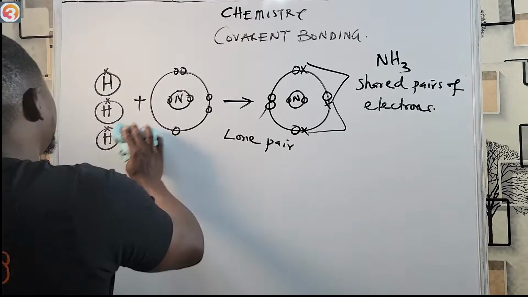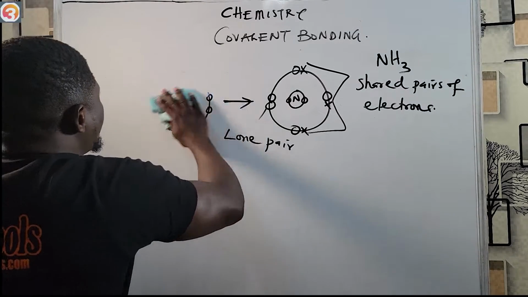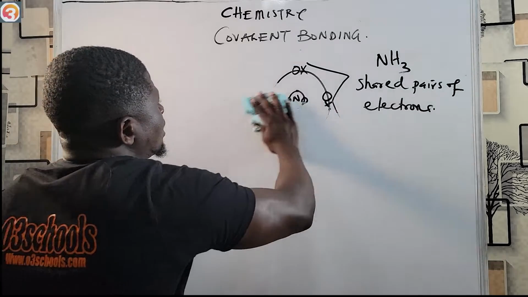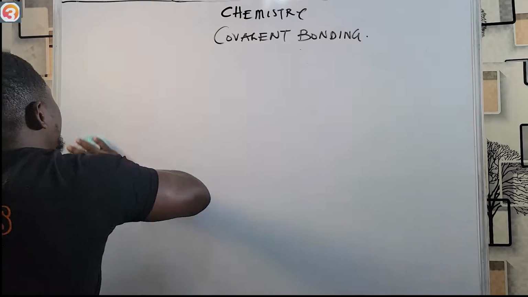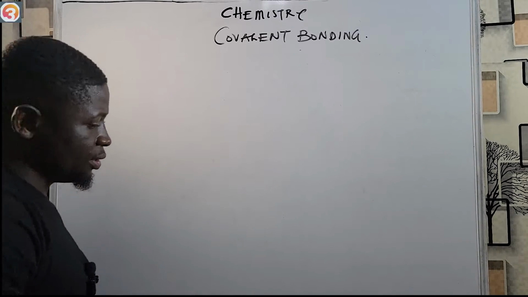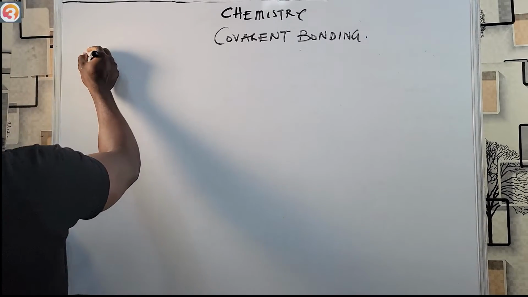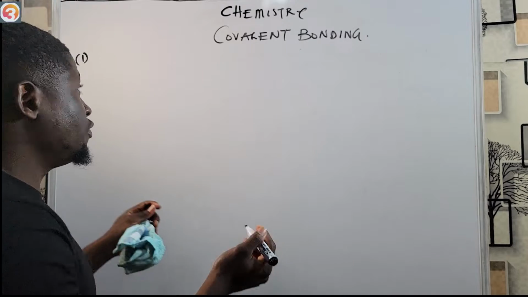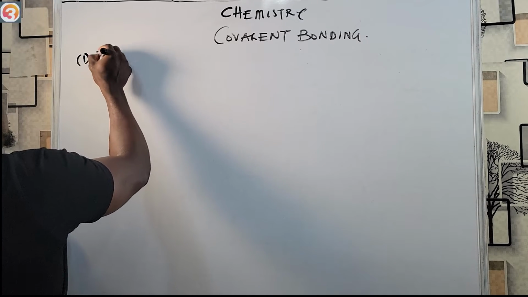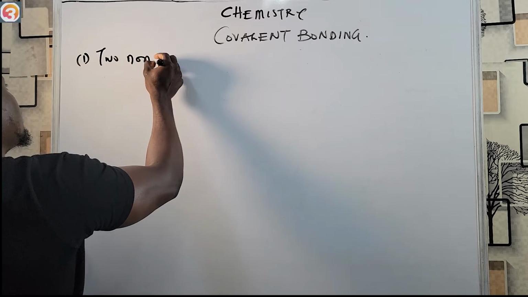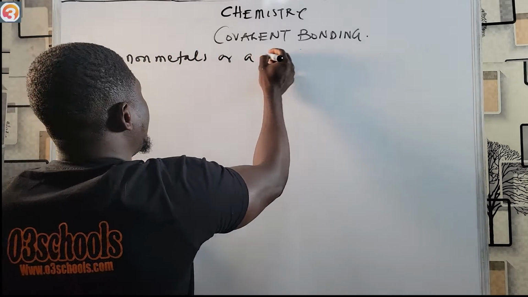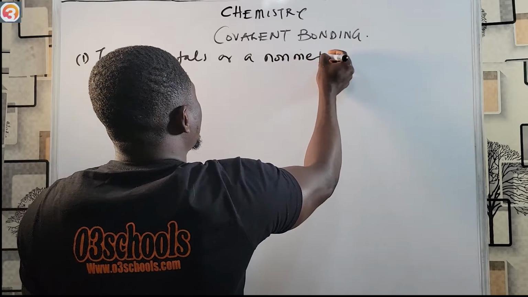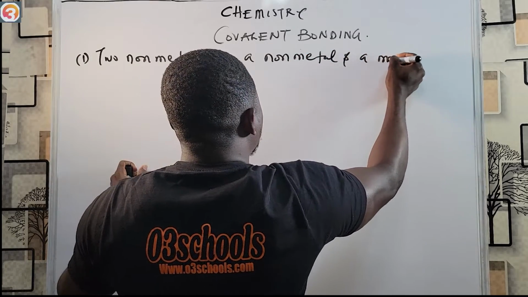Now, having seen this, we are going to drive the point home by talking about some of the characteristics of covalent bonds. So let's run through them. One, covalent bonds form between what? Between two non-metals, or between a non-metal and a metalloid.